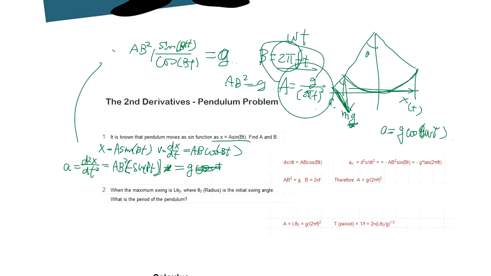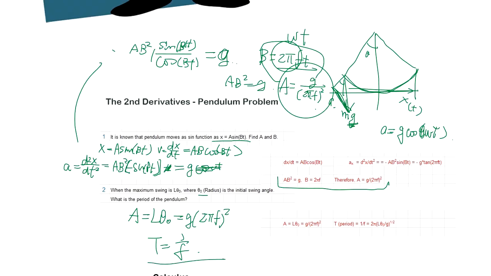Okay, so here's the answer. When the maximum swing is L theta 0, where theta 0 is in radians, the initial swing angle, what is the period of the pendulum? Well, if A is L theta 0 equals g over (2 pi f) squared, then T is 1 over f. So you can calculate, right?